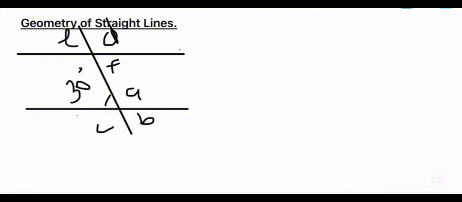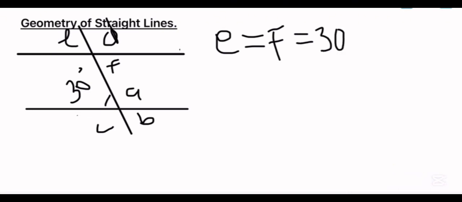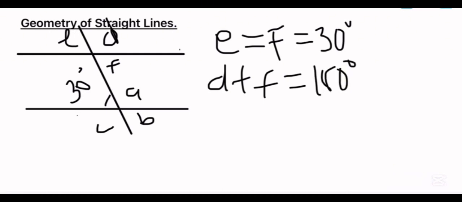Now we're going to say, since F is 30 degrees, E is equal to F, which is equal to 30 degrees because vertically opposite angles are equal. And now since we have our F as 30 degrees, we could say D plus F is equal to 180 degrees, sum of angles on a straight line. Simple. We would have our D as 180 minus 30, which is equal to 150 degrees.